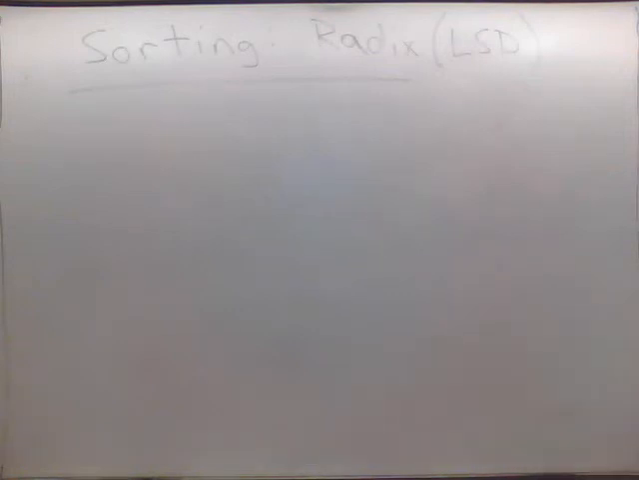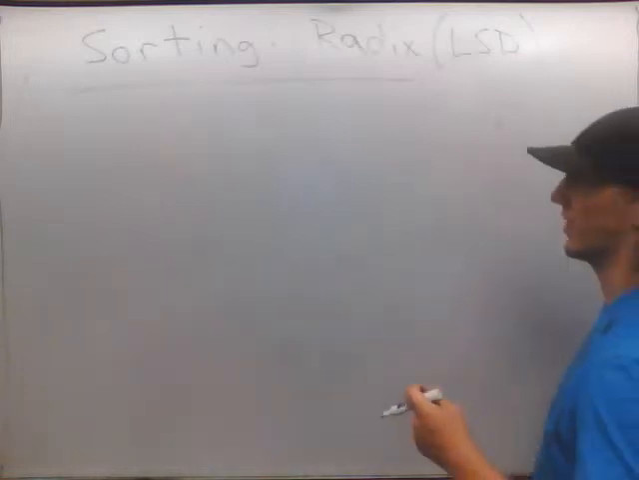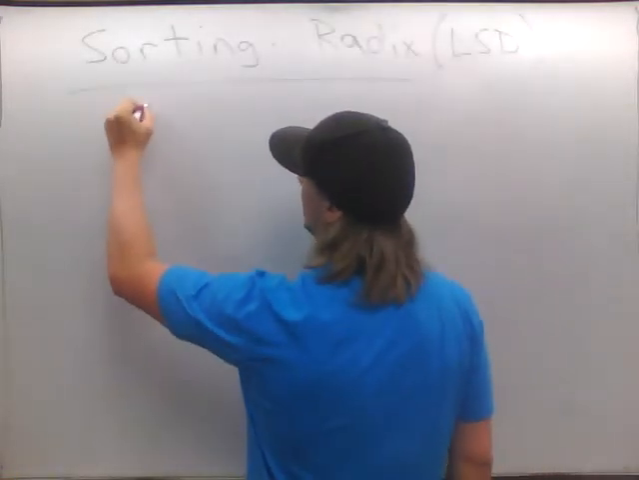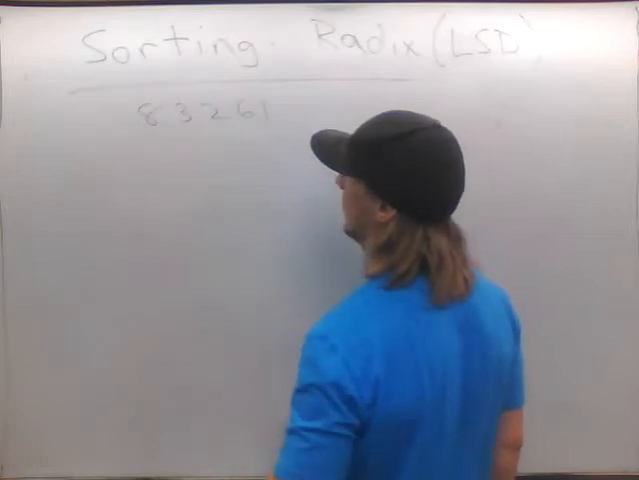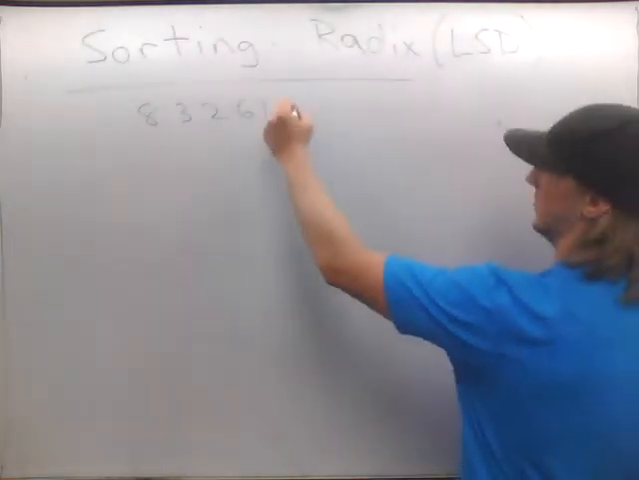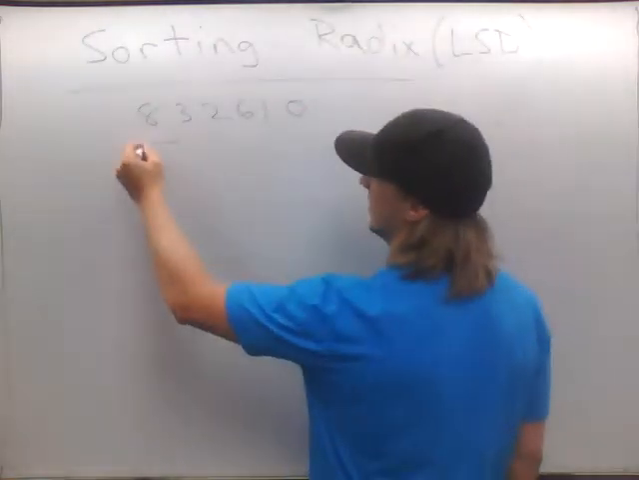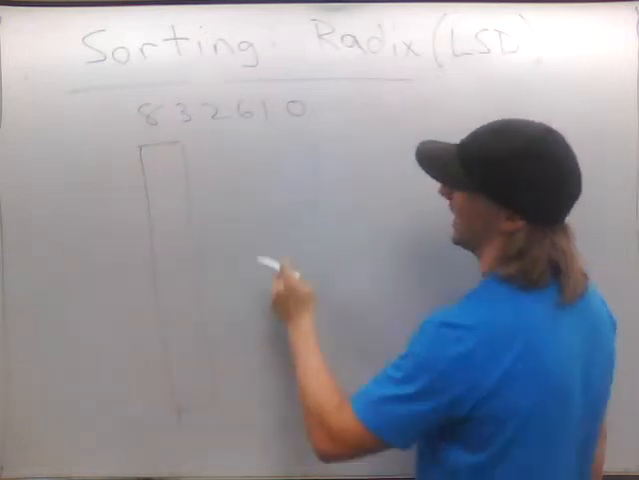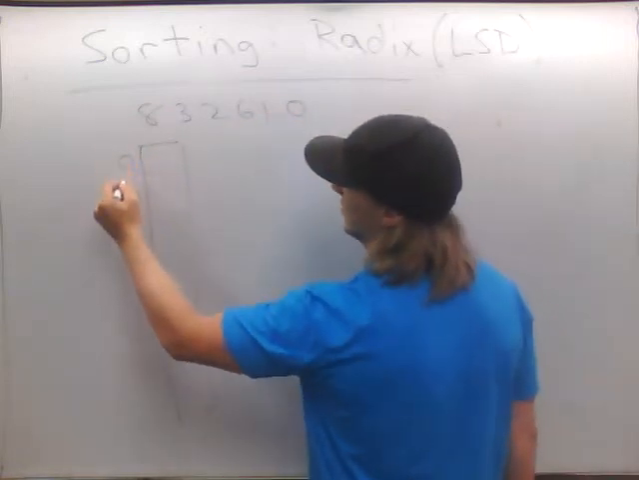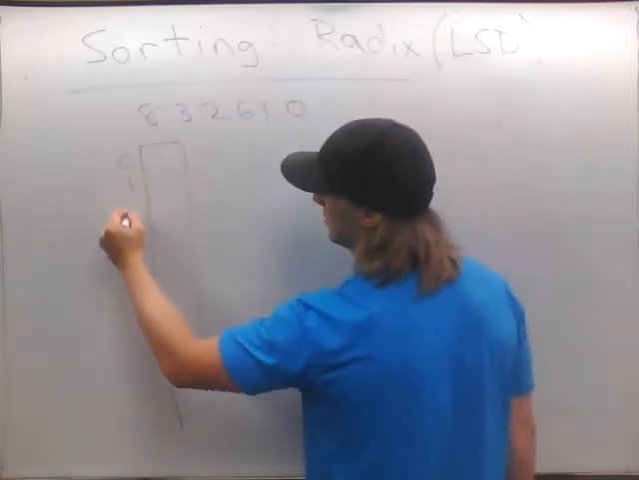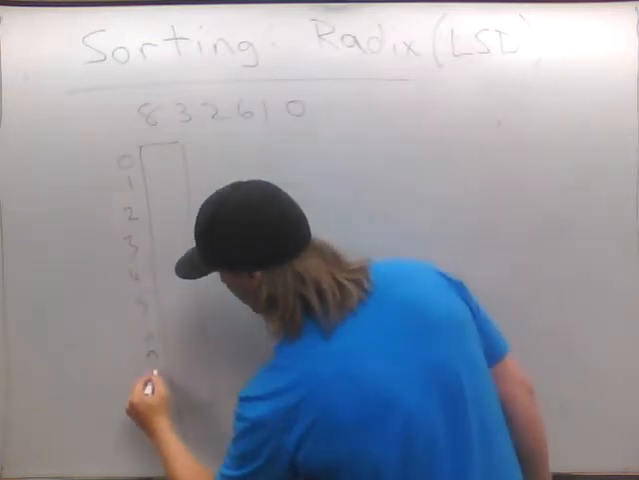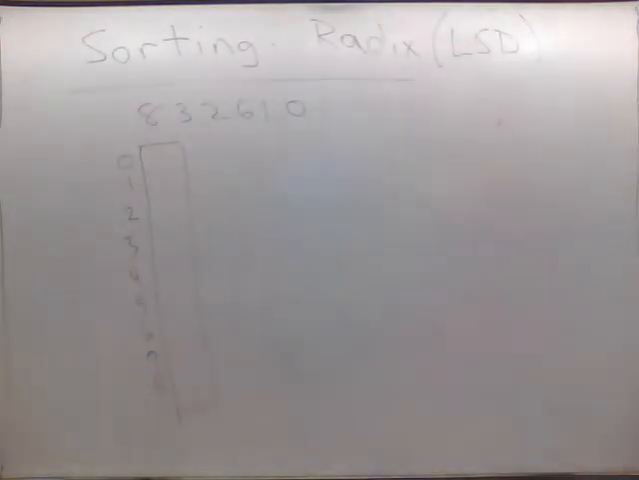To give a little introduction of how Radix sort works, what we're going to do is I'll show you how count sort works. So I have some numbers to sort: 8, 3, 2, 6, and 1. Then what we do is make an array that has the min index 0 up to the max index: 0, 1, 2, 3, 4, 5, 6, 7, 8. So an array that's 9 long.